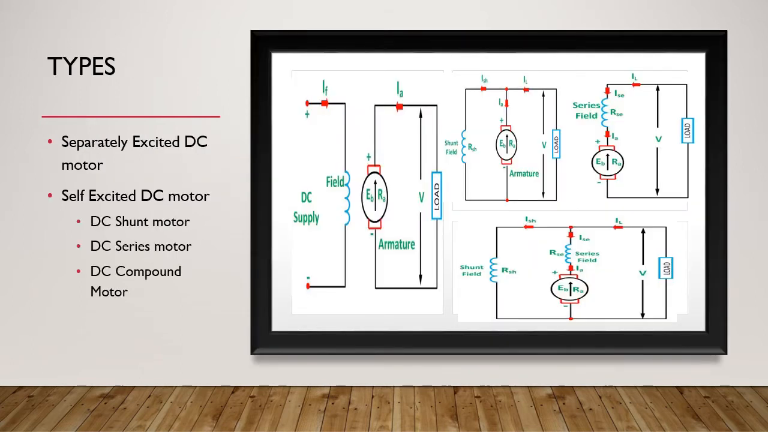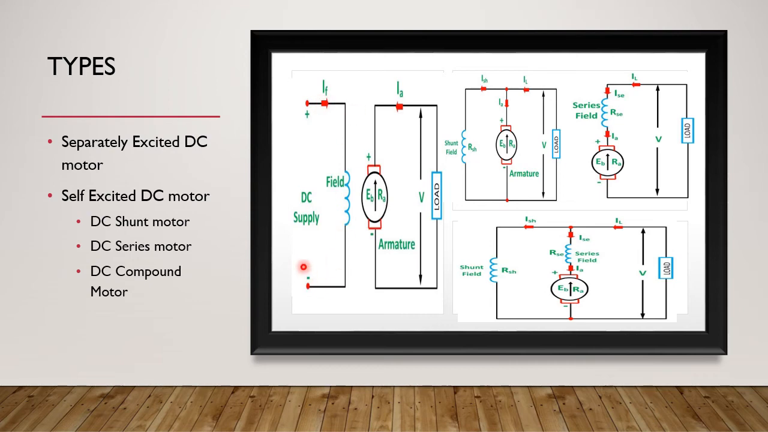Now we'll move on to the types of DC motor. Similar to the DC generator, here also there are two types of DC motor: separately excited DC motor and self-excited DC motor. In a separately excited DC motor, a separate DC source is required to excite the field windings. In a motor also we have field windings and armature windings. So in order to excite the field winding, we need a separate DC source.